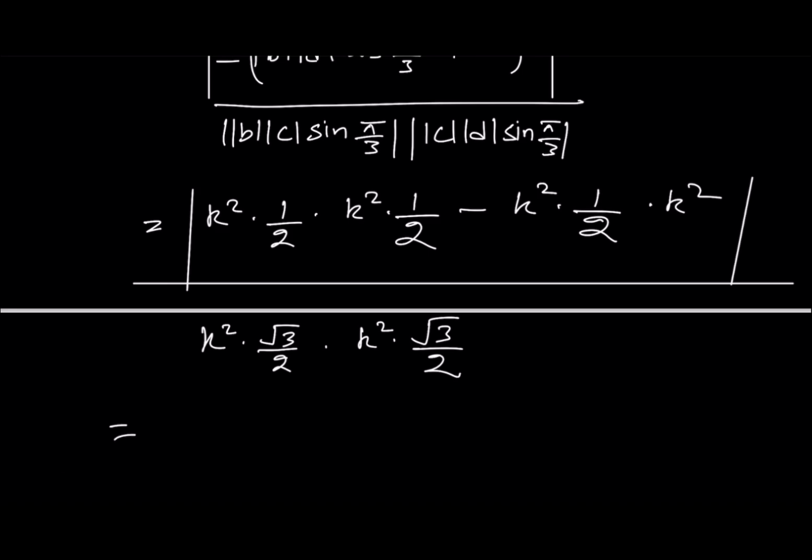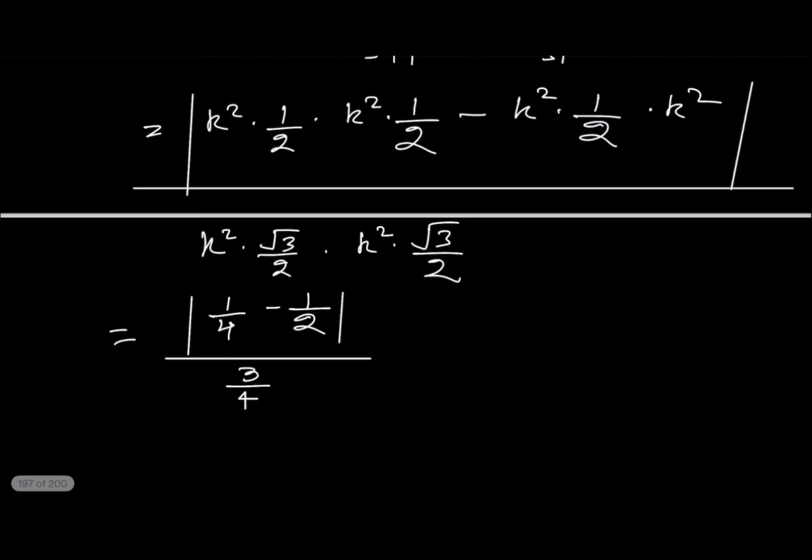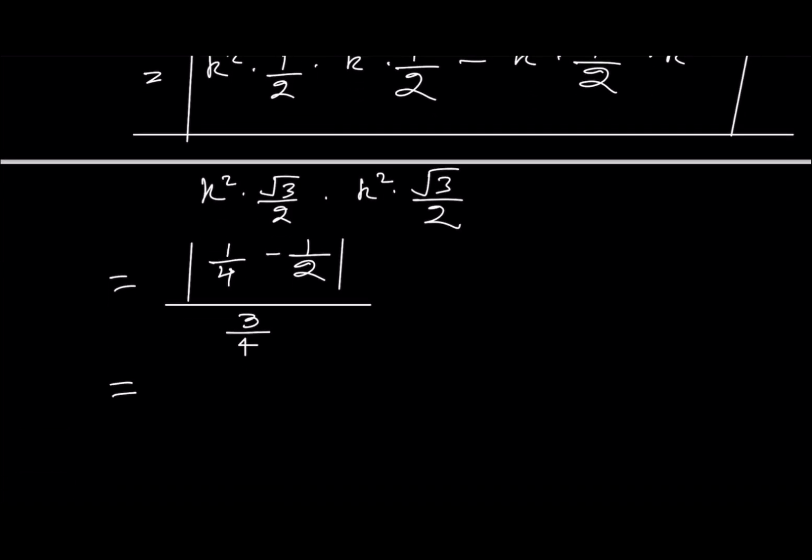So k to the power 4 cancels out from numerator and denominator, and mod of 1 by 4 minus 1 by 2 upon 3 by 4, and this will be 1 by 4 upon 3 by 4, which is 1 by 3. So cos theta is 1 by 3, which implies theta is cos inverse 1 by 3, which is the required angle.